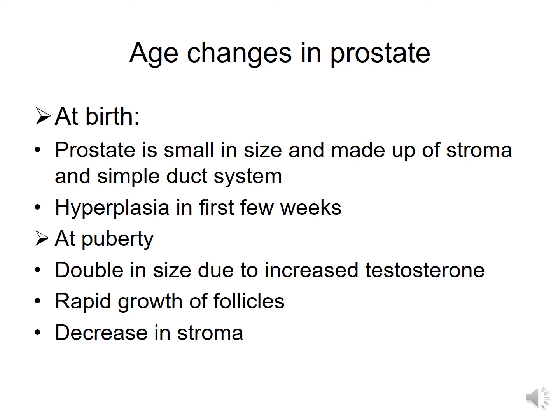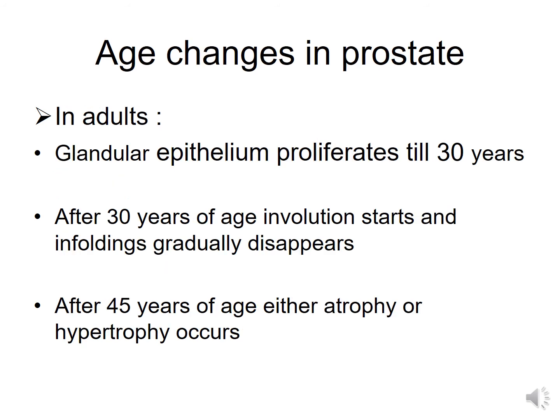At puberty, it doubles in size due to the increased testosterone, and there is growth of follicles, while the stroma decreases in quantity. In adults till 30 years of age, the glandular epithelium proliferates again, with more enfolding of glandular epithelium and an irregular lumen of the follicle. After 30 years of age, involution starts and enfolding gradually disappears, and ultimately after 45 years of age, there is either atrophy or hypertrophy of prostate, and amyloid bodies also increase in number.